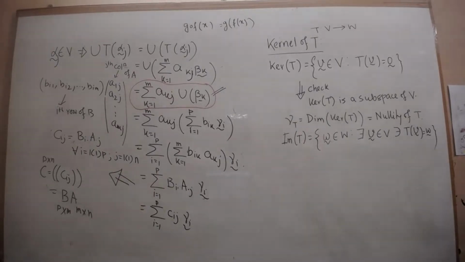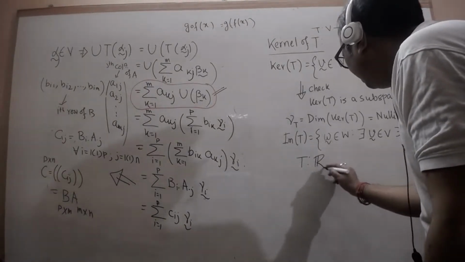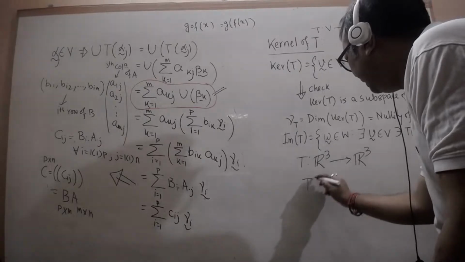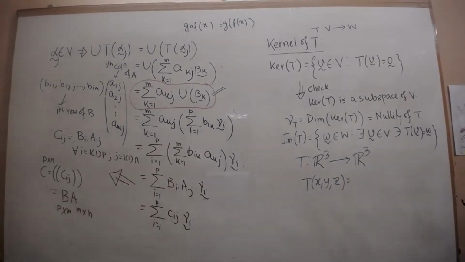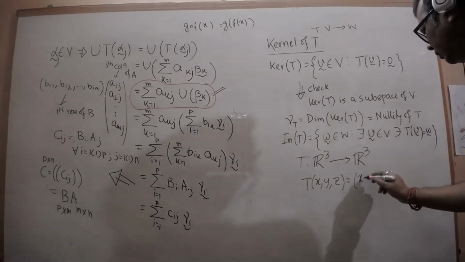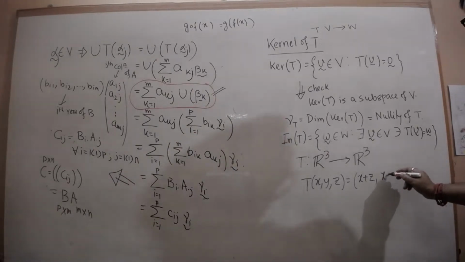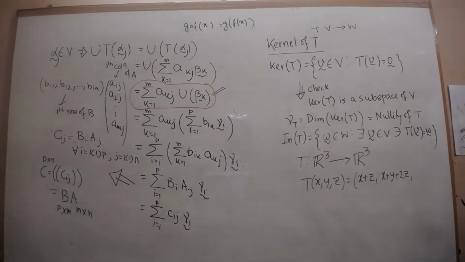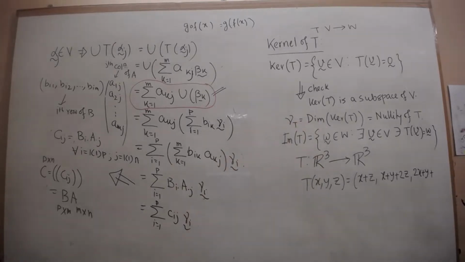So I take an example. Suppose I transform R cube to R cube, where T is defined as T of (X, Y, Z) equals (X plus Z, X plus Y plus 2Z, 2X plus Y plus 3Z).